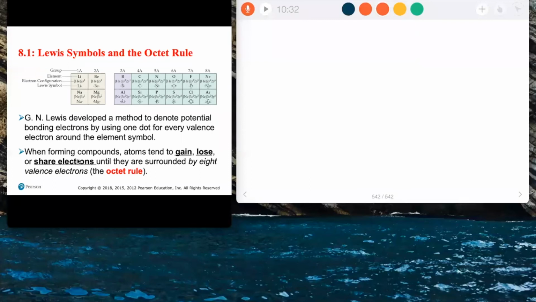And elements can either lose or gain or even share their electrons so that they end up with 8 electrons, except for hydrogen, which does not end up with 8 and does not satisfy the octet rule. All right, elements either lose or gain their valence electron.